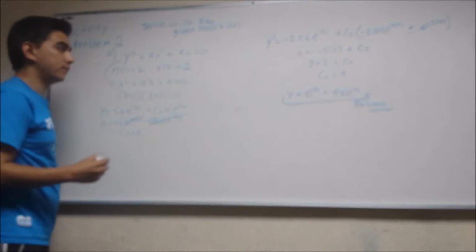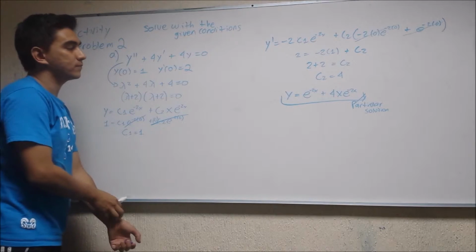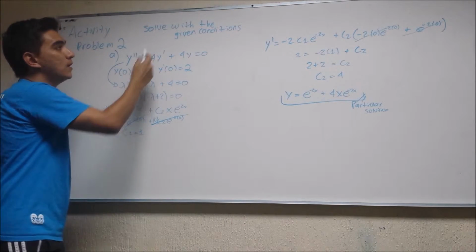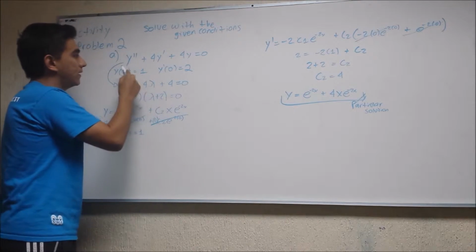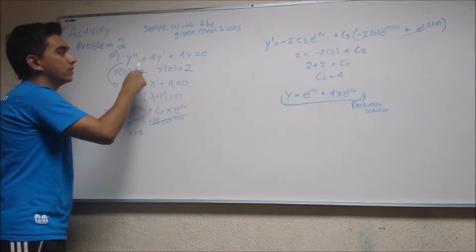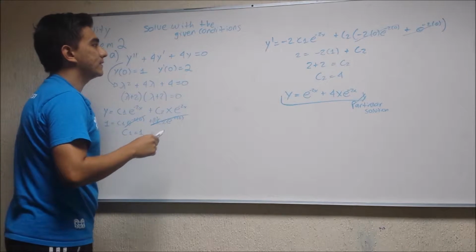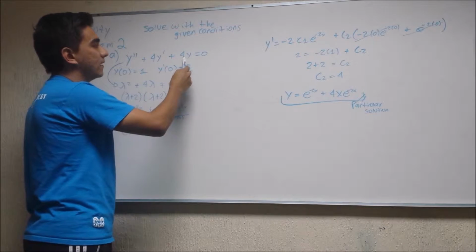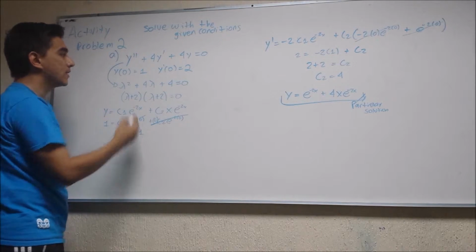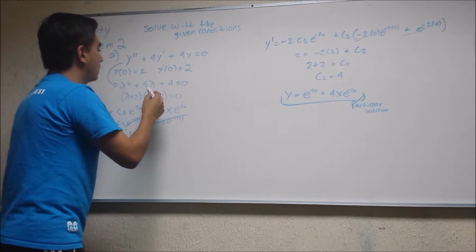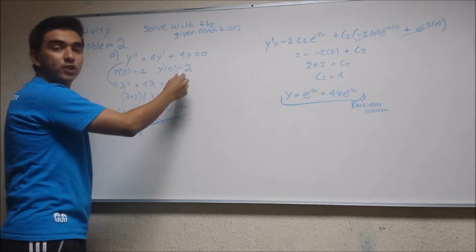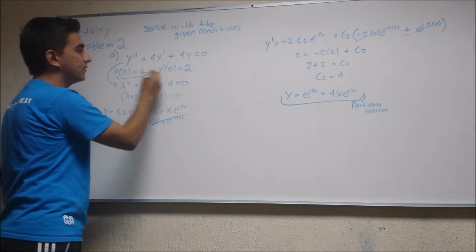Well, here we have our first problem of the activity 5, and the problem is the number 2. We have to solve with the given conditions. Here the problem is the second derivative of y plus 4 times the derivative of y plus 4 multiplied by y equals 0. The initial conditions are y equal to 1 when x is 0, and for the derivative the initial value is 2, like you can see here.